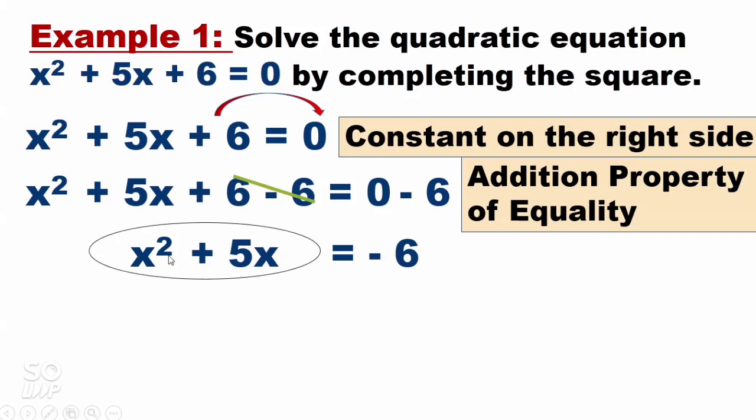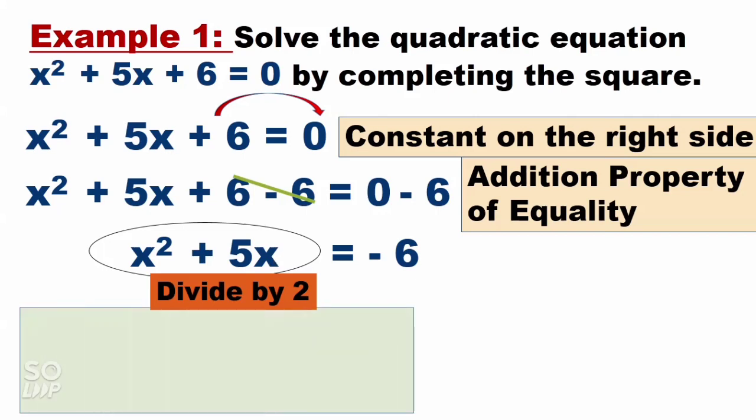Okay, now focus tayo dito ngayon sa x squared plus 5x. Okay, so gagawin natin siyang perfect square trinomial ang nasa left side ng equation. So again, para maging perfect square trinomial, okay, mag-a-add tayo ng isang number dun sa last term or yung pangatlong term.